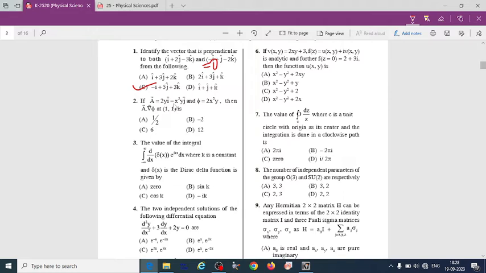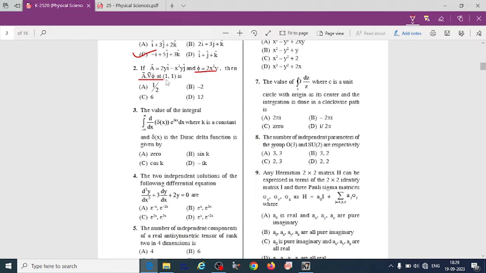Vector A is equal to 2i cap minus x square y j cap. The value of A and phi has been given. Just using this formula and put the values x and y, 1 and 1. First you should do the derivative, del phi. After that just multiply with that vector A. If you substitute the value, you are going to get 6.